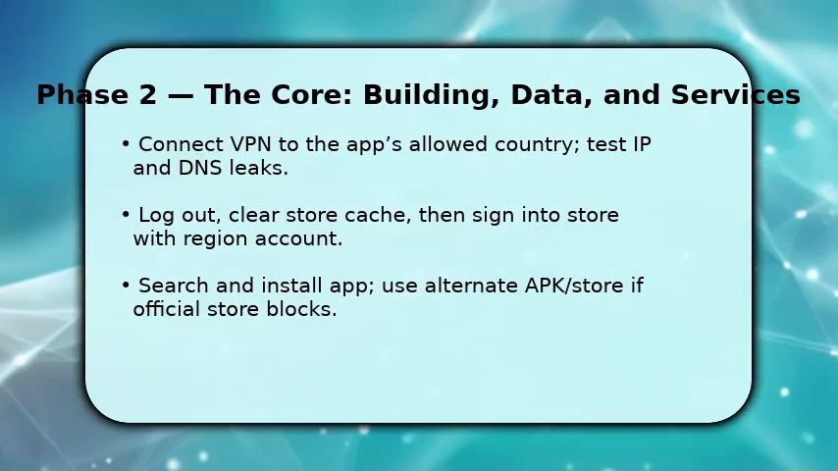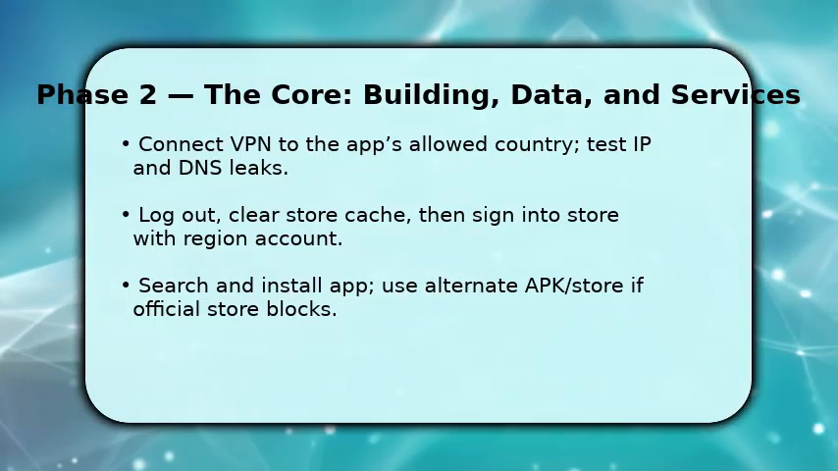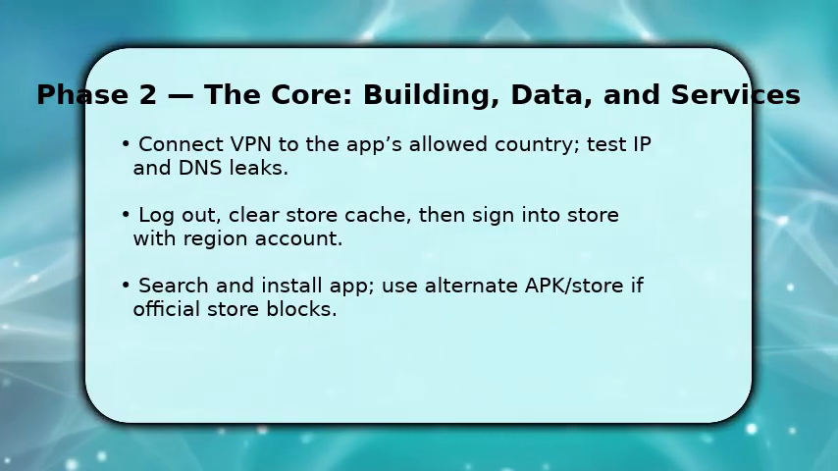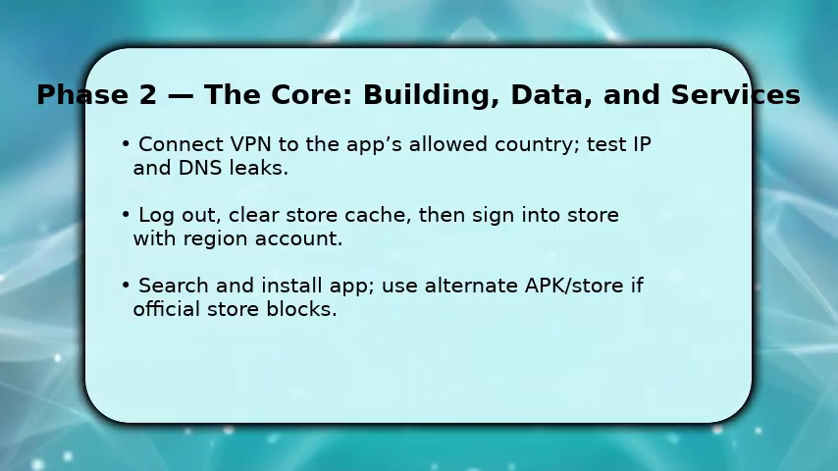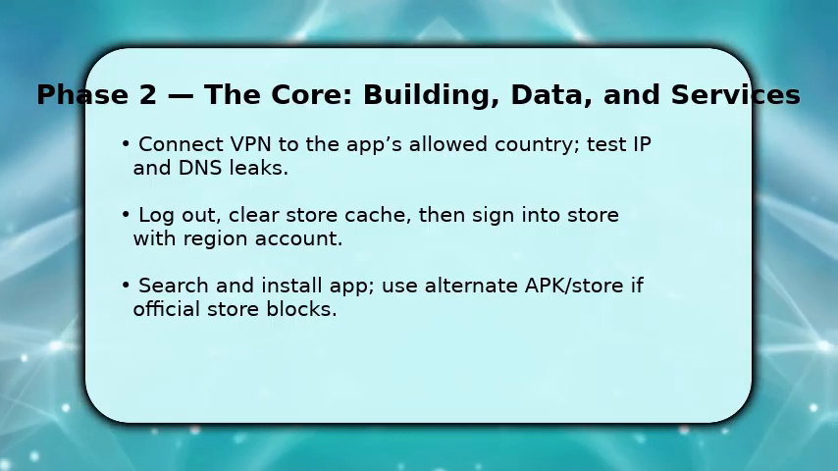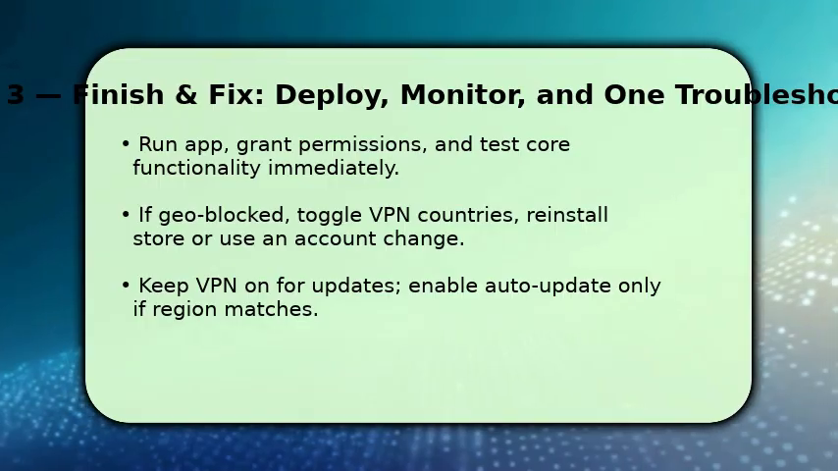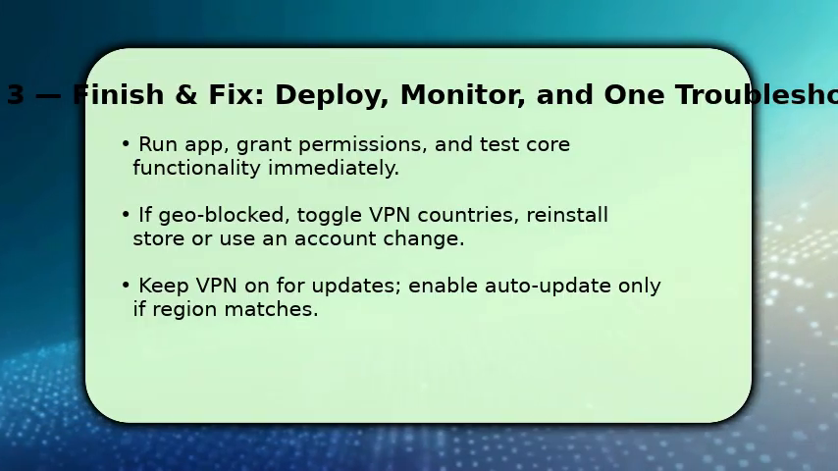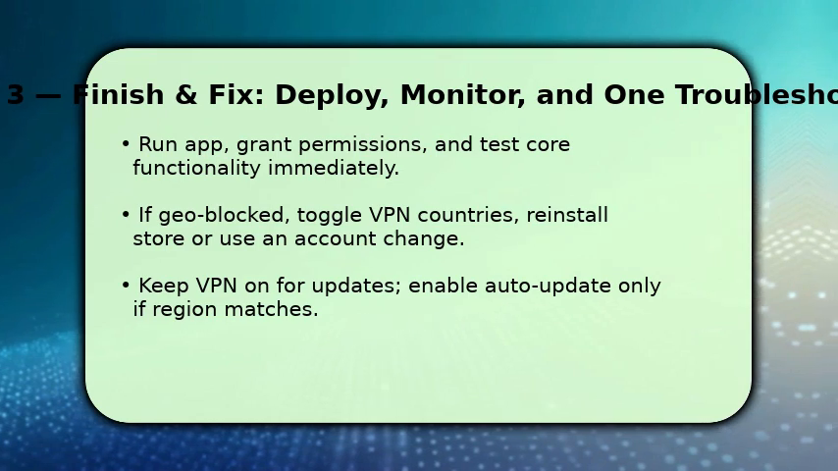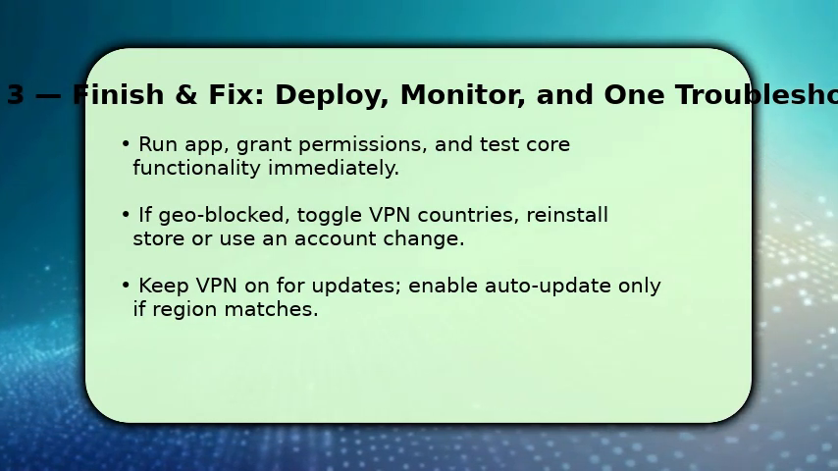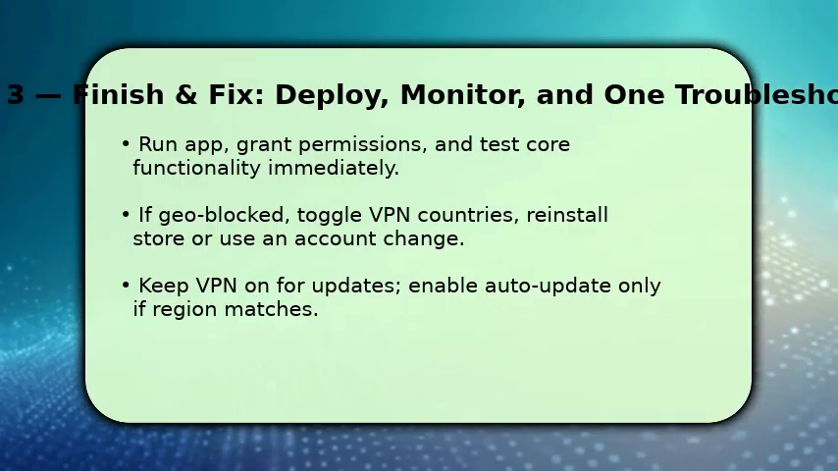If the official store blocks it, use a reputable alternate store or sideload a signed APK, making sure you keep security settings in mind. After installation, open the app, grant required permissions, and test features to confirm it works. Some apps check region after first run. If you hit geo-blocks, switch VPN endpoints, clear app data, or reinstall. Alternatively, change your store account's region and retry.